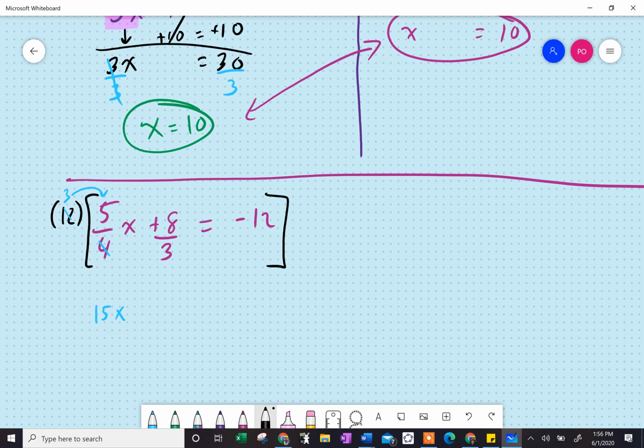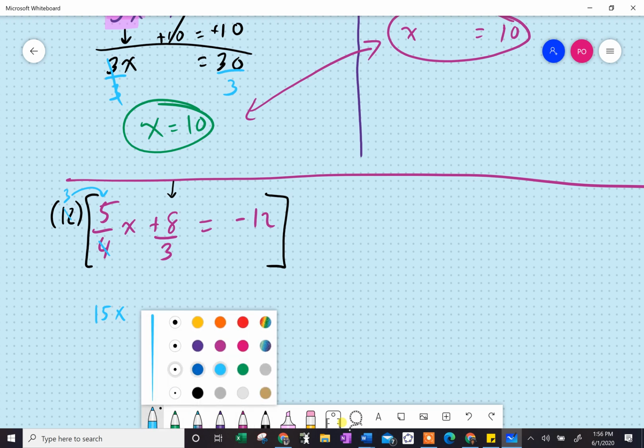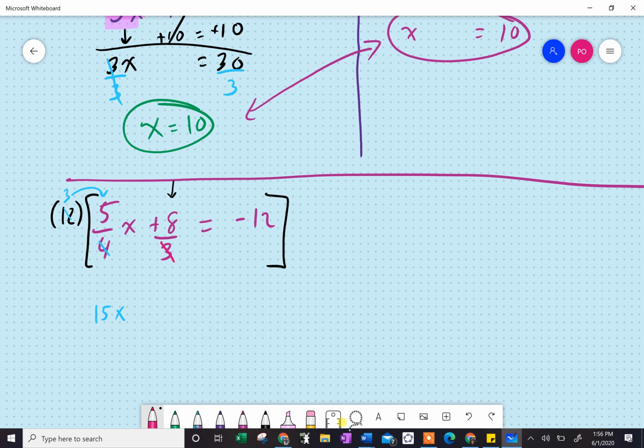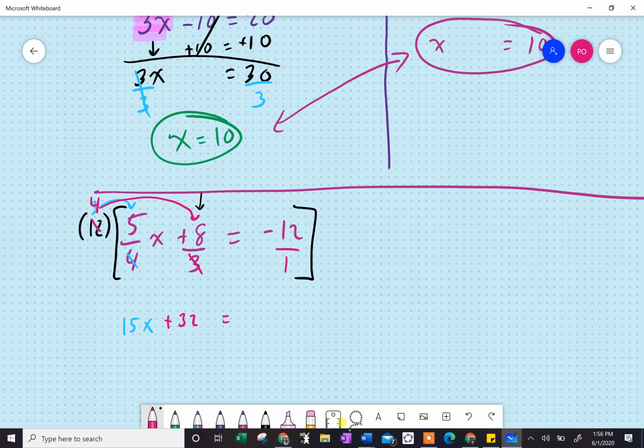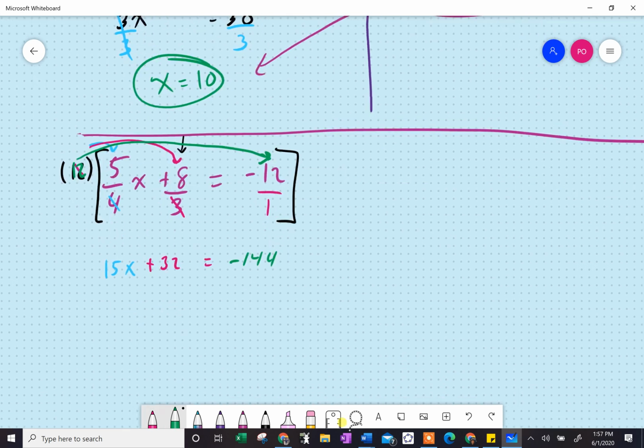Now I'm going to have to multiply this term by 12. 3 goes into 12 4 times, and 4 times 8 is 32. And then here, it's really over 1, like I said before. And 1 goes into 12 times. So I'm going to multiply 12 times a negative 12. That becomes negative 144. Now I'm in some trouble.